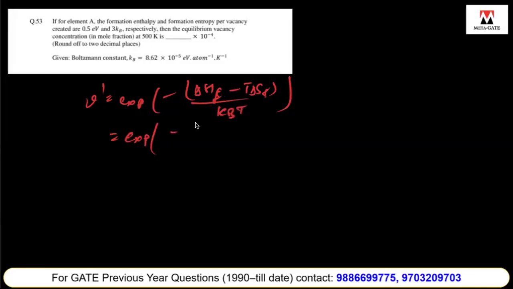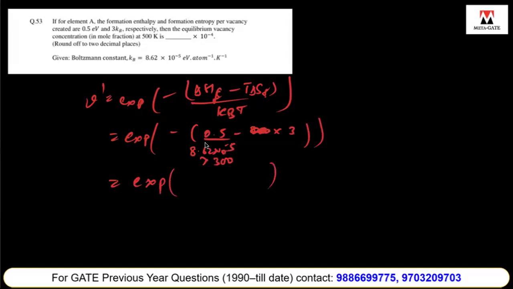We need to find this one, or delta H formation, and the enthalpy is given here actually as 0.5 minus 300 into 3 kb, so it is 3 by kb, where kb is 8.62 into 10 power minus 5 into 300. So this is equal to exponential of minus 0.05 by kbt minus 3, because here it is 300 by 300, 3 kb, kbt gets cancelled. So you will get 1.839 into 10 power minus 4. Thus the equilibrium concentration value is 1.84 into 10 power minus 4. So the answer is 1.84 in mole fraction.